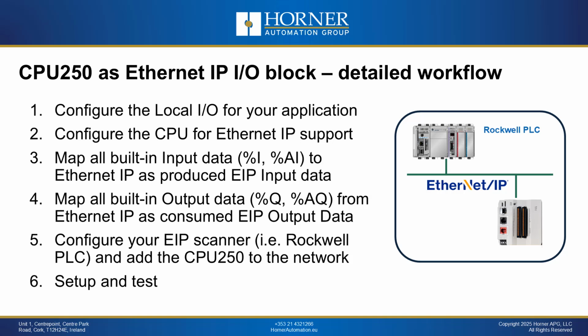So just configure it for your specific application using Cscape, and then again from Cscape add Ethernet IP support to it with a little bit of configuration there. Still in Cscape, you are going to do a little bit of ladder logic to move the %I, %AI, %Q and %AQ data that has been allocated for the built-in I/O over to the right places so they can be seen over Ethernet IP. And then you are going to be done with Cscape. Then you are going to fire up the Rockwell software and add the CPU250 as an I/O block into your system. You are going to set it up and you are going to test it.